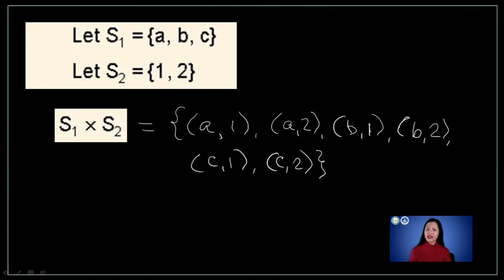Now here's a tip. We can use the fundamental counting principle that we have learned in statistics in order to determine the number of ordered pairs in the cross product or Cartesian product. All we have to do is to multiply the number of elements in the first set by the number of elements in the second set. So S sub 1 has 3 elements. S sub 2 has 2 elements. We multiply 3 by 2, we get 6. So as you can see here, we have 6 elements in the Cartesian product. We have the ordered pair A1. We also have A2, B1, B2, C1, and C2.